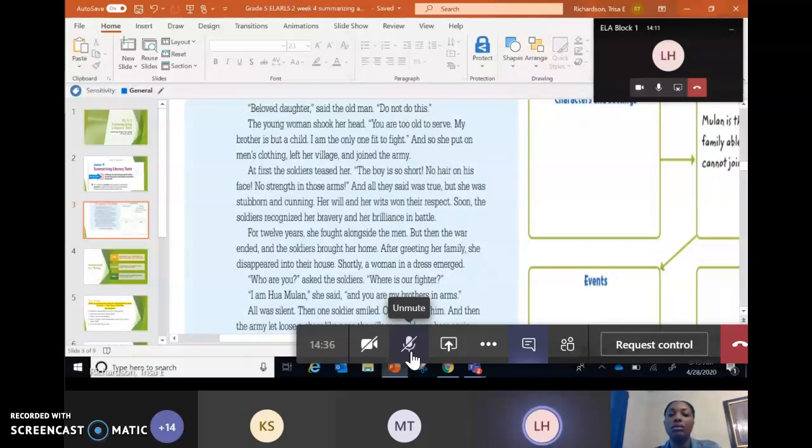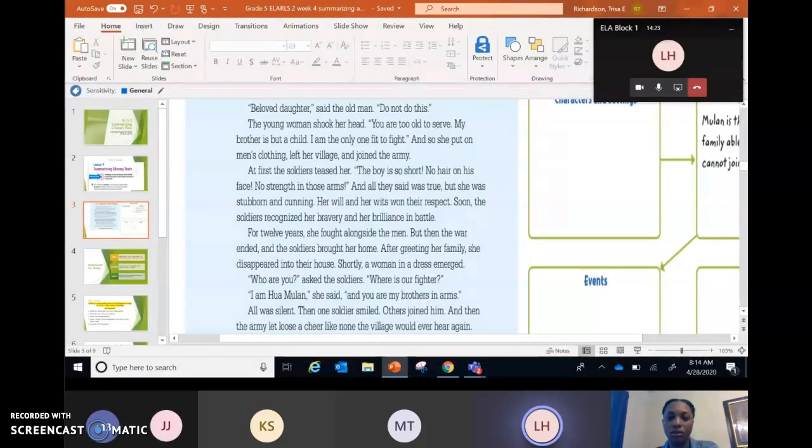Beloved daughter, said the old man, do not do this. The young woman shook her head. You are too old to serve. My brother is but a child, and I am the only one fit to fight. And so she put on men's clothing, left her village, and joined the army.